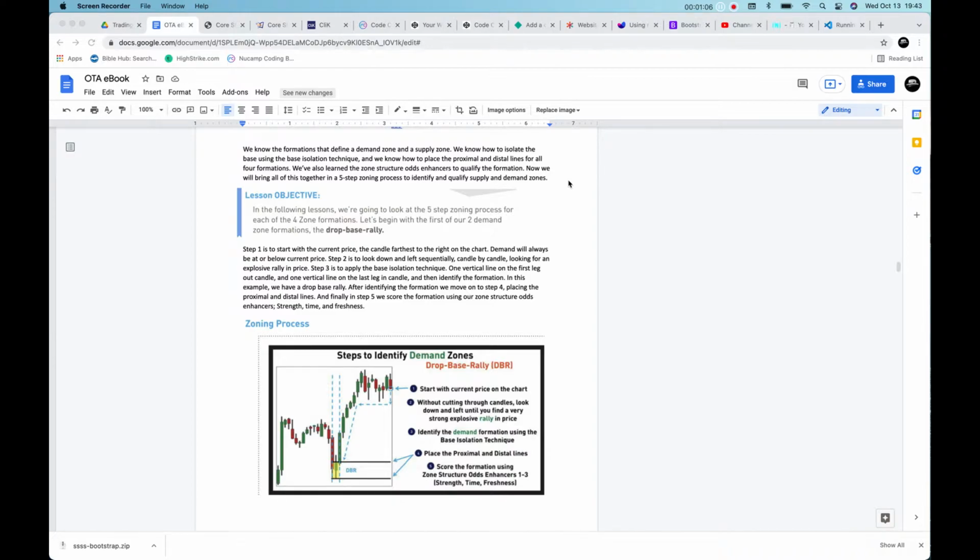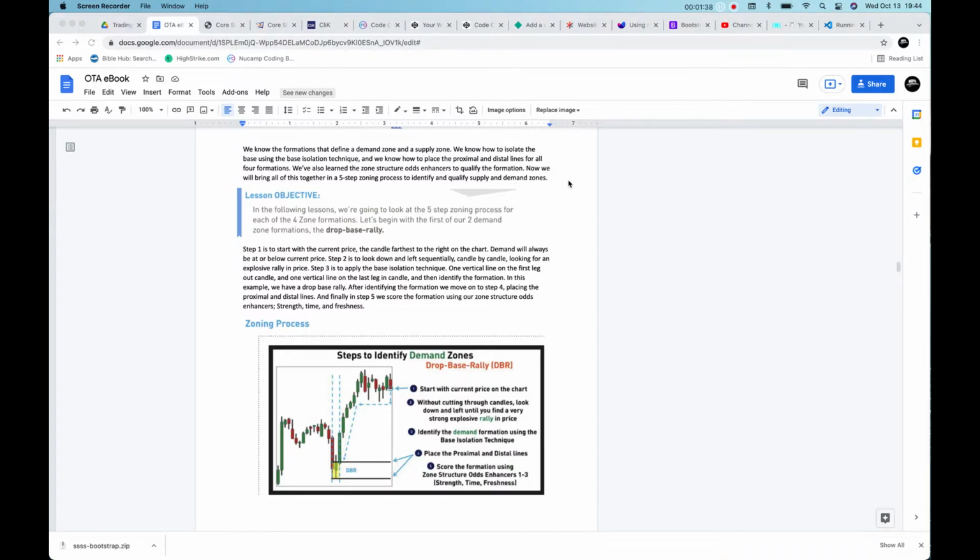Step 3 is to apply the base isolation technique, placing one vertical line on the first leg out candle and one vertical line on the last leg in candle, and then identify the type of formation, whether it's a drop-based rally, a drop-based drop, a rally-based rally, or a rally-based drop. Now in this example, we have a drop-based rally.